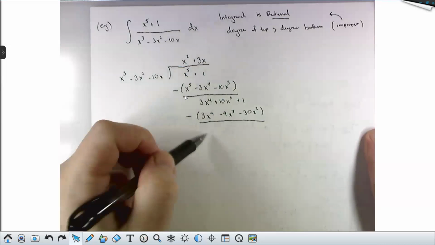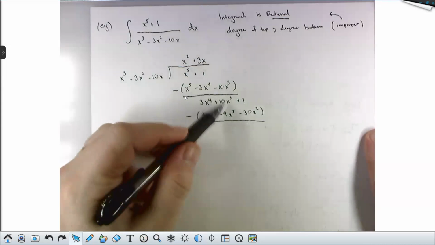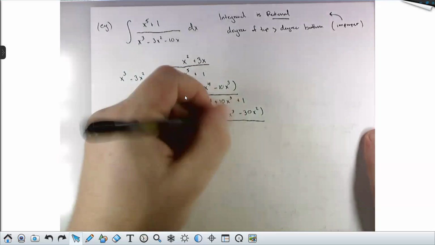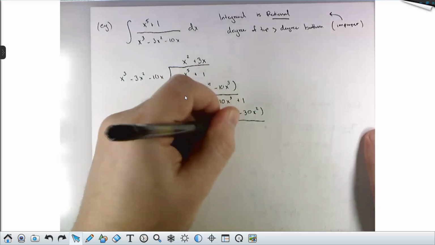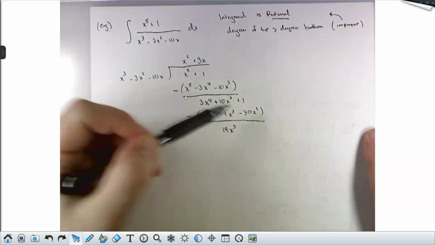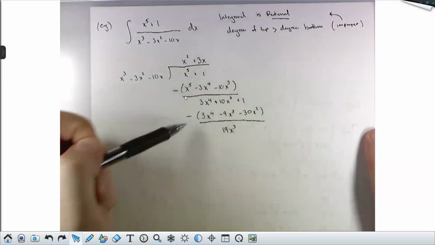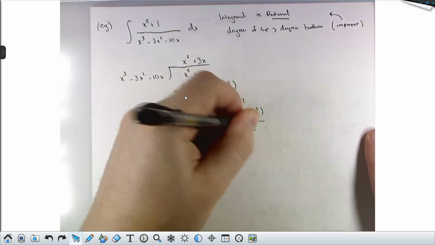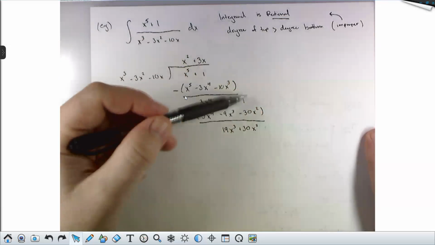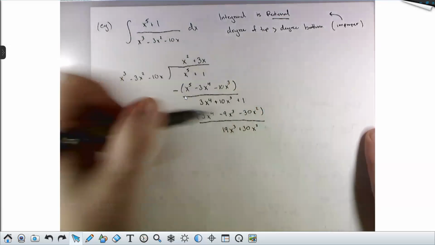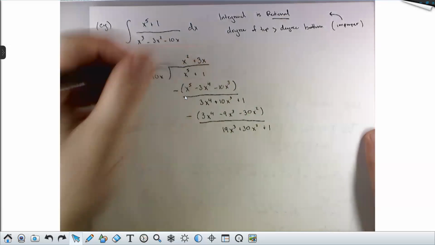3x to the 4 minus 3x to the 4 is 0. 10x cubed minus negative 9x cubed, careful with your signs, is 19x cubed. There is no x squared up here, so 0x squared minus negative 30x squared is plus 30x squared. And then there's no x's in either. There's only a constant up here, so 1 minus 0 is plus 1.